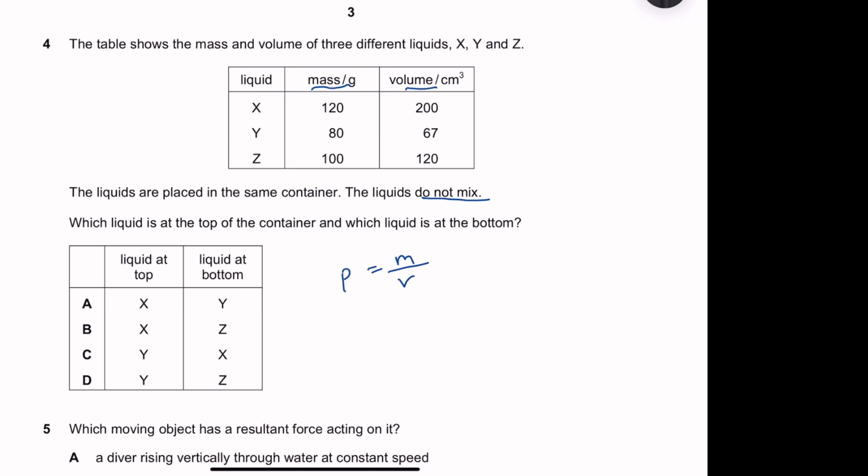So we can calculate its density. So 120 divided by 200. I calculate the density using the same formula, and you can see that liquid X has the least density, so it will be at the top, and liquid Y, since it has the highest density, it will be at the bottom. So your correct answer will be A.